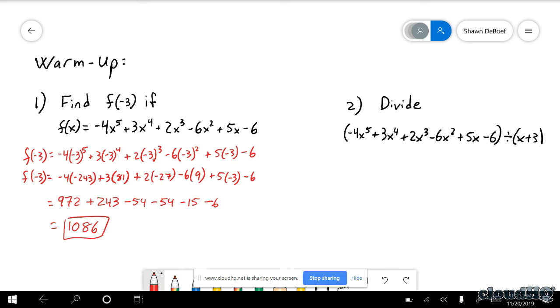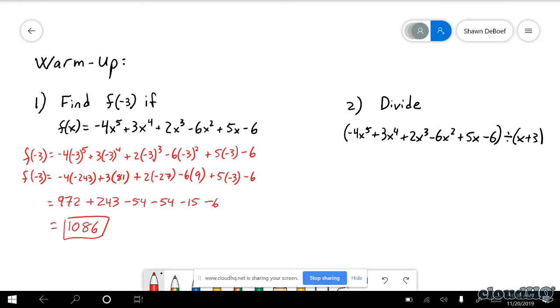I want to do number 2 as a synthetic division problem, but there is something that we should discover that actually makes number 1 easier, maybe an easier way to do number 1 while we're in the process of doing number 2. I do want to point out that we're using the same polynomial.